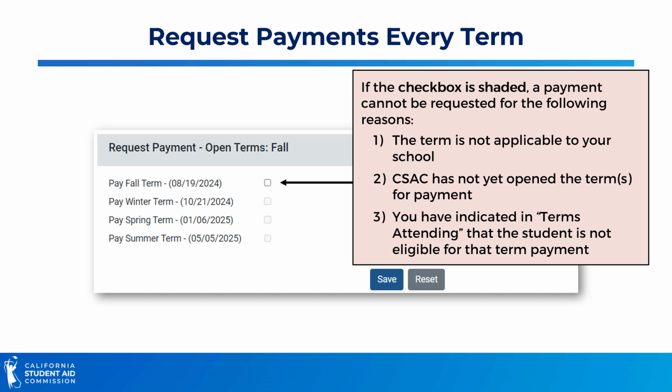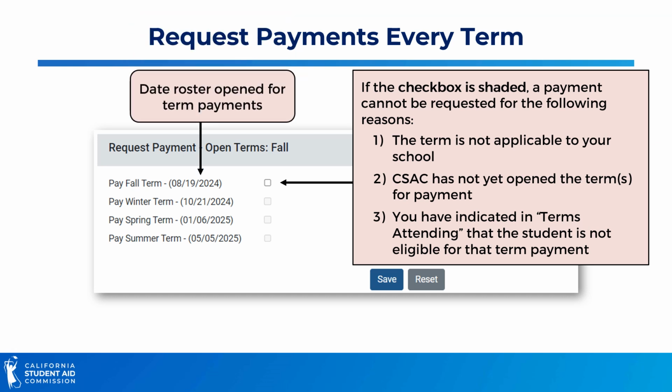Another reason may be that the roster is not yet open for that term. The dates that appear in parentheses are the dates those terms will open for payment. Or finally, you might have unchecked a term box in the terms attending section of the roster, thereby reporting that your student is not eligible for payment for that term.